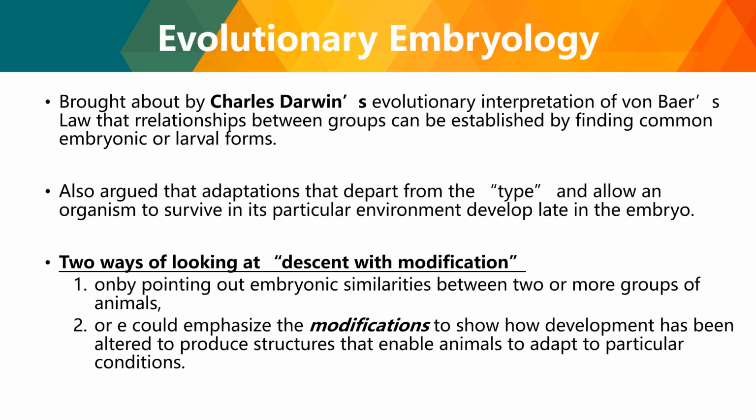So there are two ways of looking at the descent with modifications. The first one is by pointing out embryonic similarities between two or more groups of animals. And the second one could be the emphasis of the modifications to show how development has been altered to produce structures that enable animals to adapt to particular conditions.